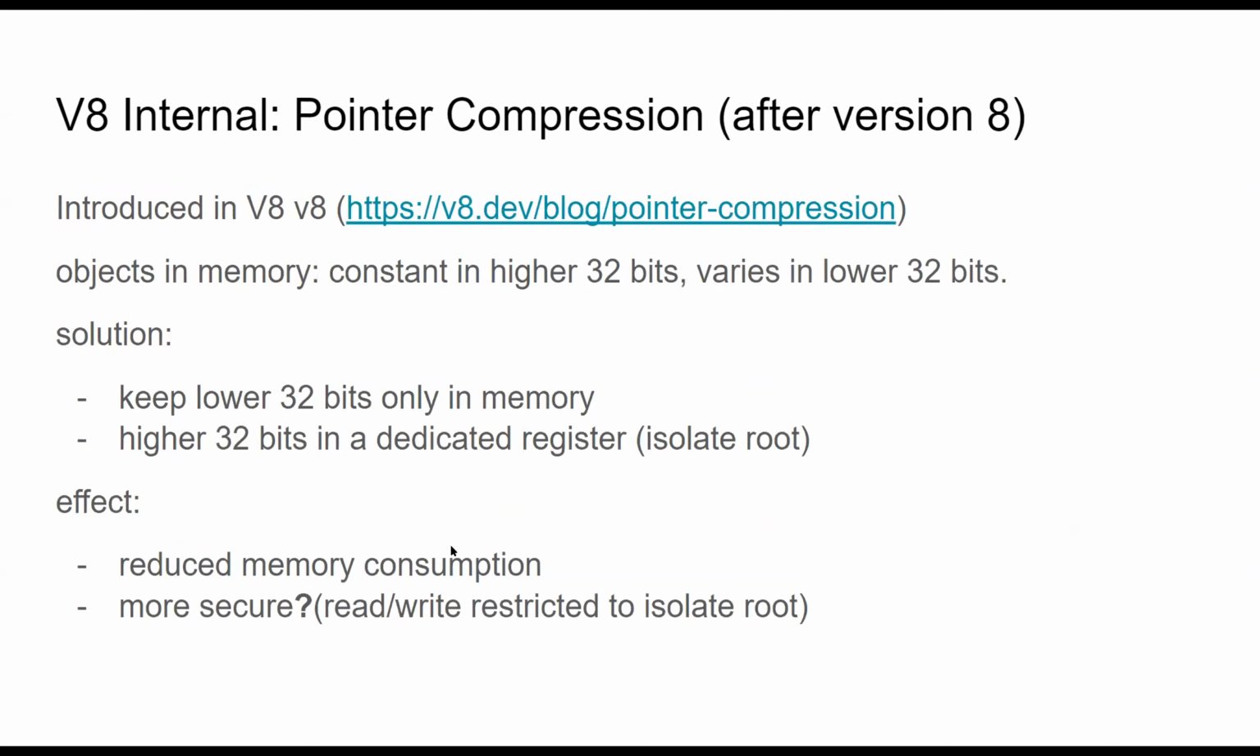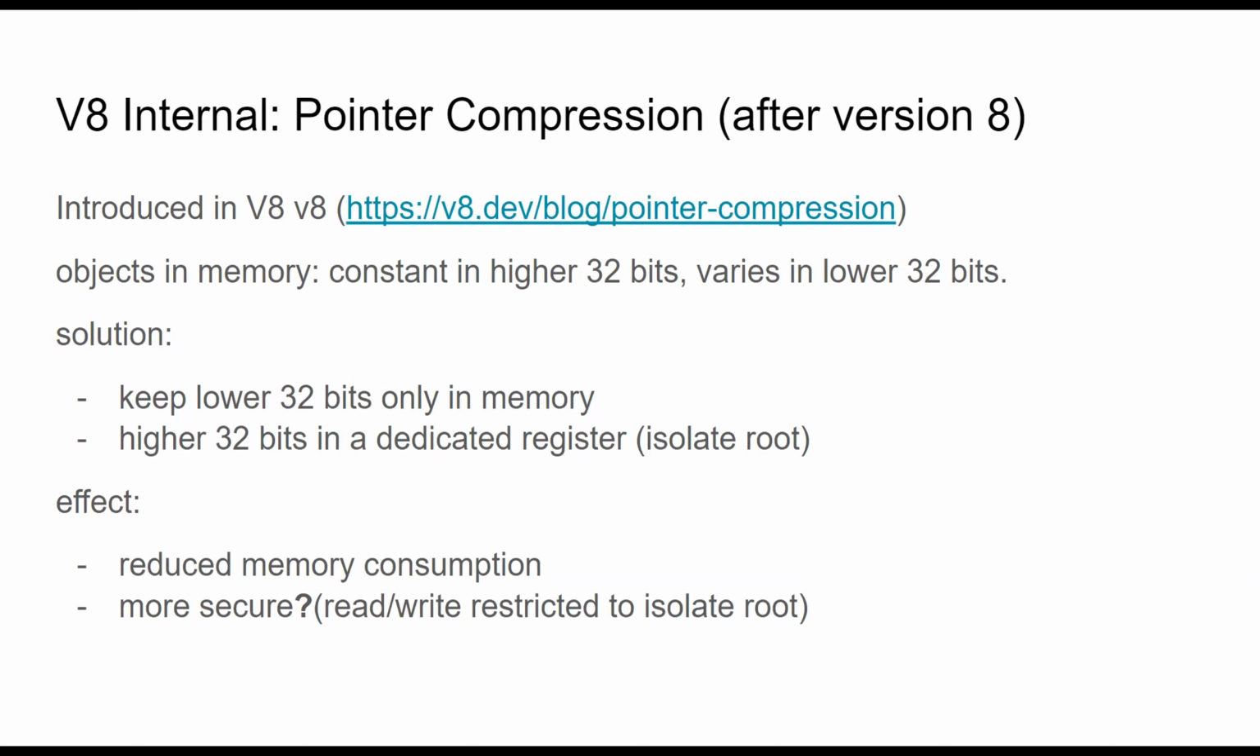Then after version 8 in V8, when pointer compression is enabled, you can see that the object in memory is actually only a 64-bit pointer whose higher 32 bits are always constant throughout the entire V8 process.